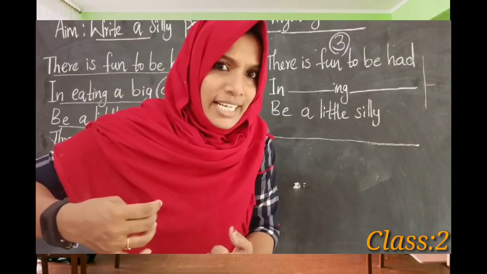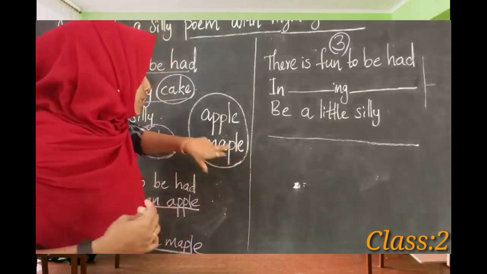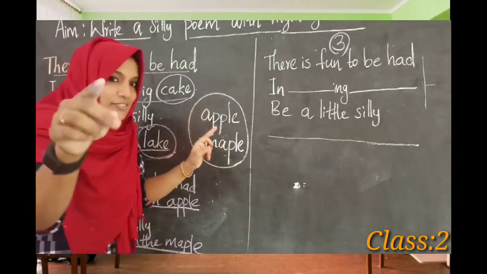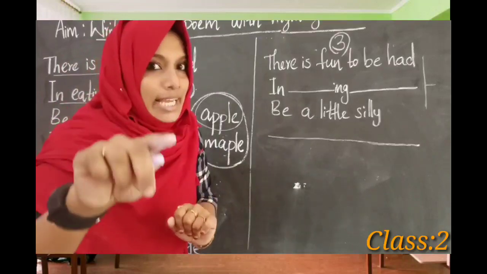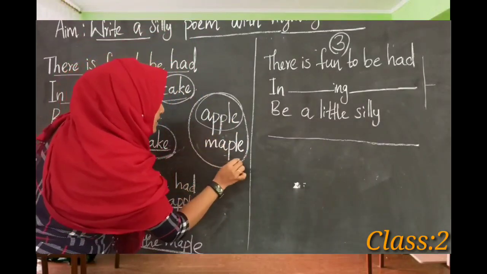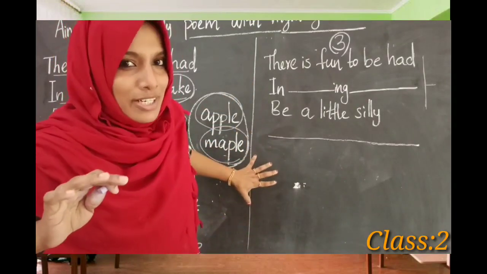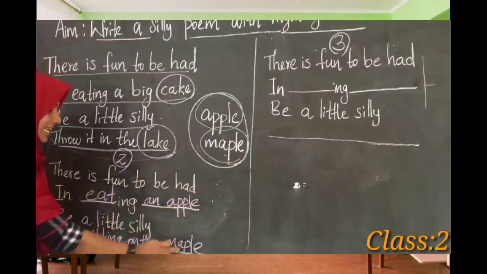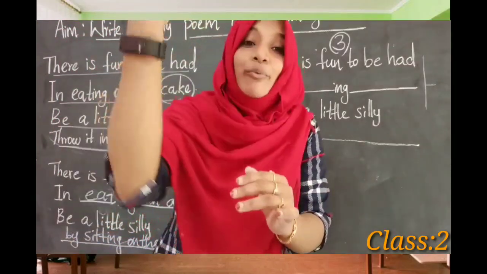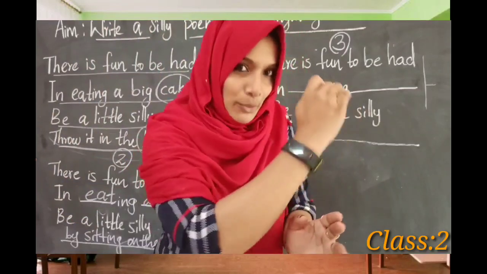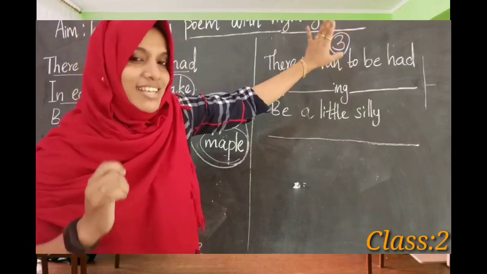What have I done here? Yes, I have taken 2 words. What are they? These 2 rhyming words. I have taken the first word apple. Then I made a rhyming pair for this. It is maple. And by using this rhyming word, I have completed this second stanza. So this way, you have to think about one more word and find out a rhyming pair for it. Then at last, you have to complete this stanza.